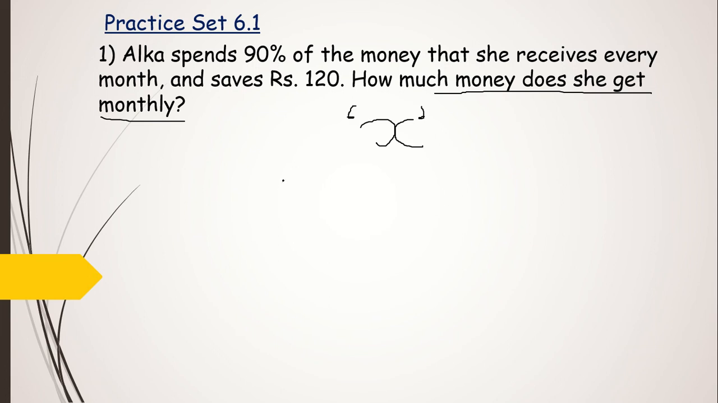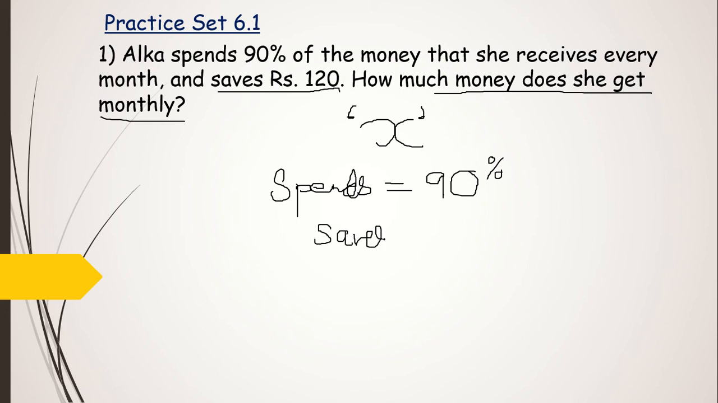She spends 90%. This is what is given in the question, that she spends 90% of the money that she gets, and saves rupees 120. So she spends 90% means obviously she saves in terms of percentage. Percentage means out of 100, so it is going to be 100 minus 90. That is, she saves only 10% of her salary or whatever money she gets.